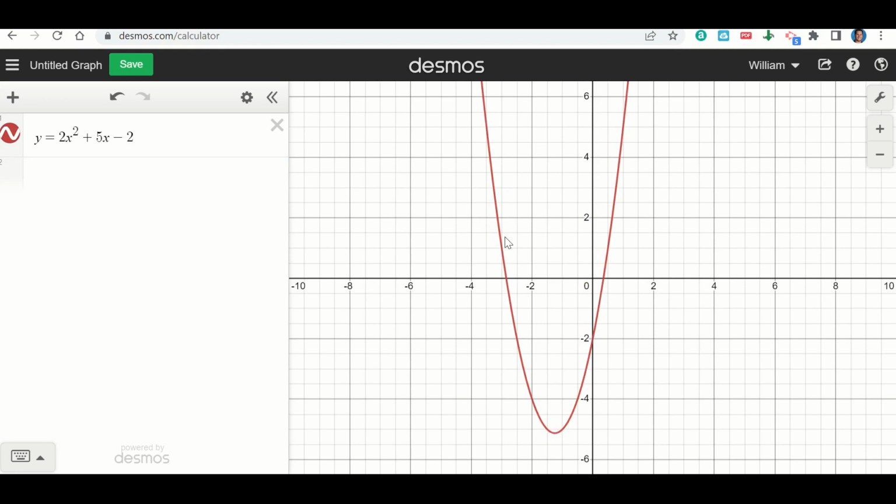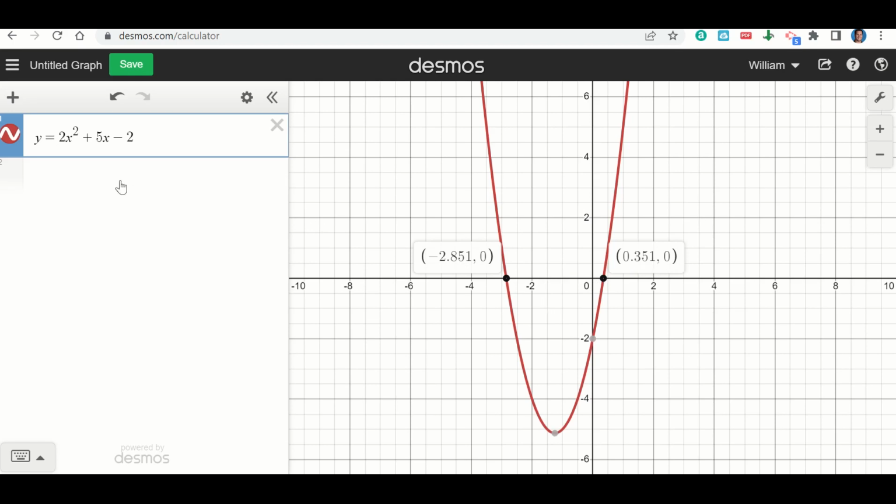Well, as we can see, we have our graph that pops up here. And there's two places where it crosses the x-axis. That represents the roots. So if I click on it, I'm going to find the x-coordinate, which is right here. And I can see that the root on this side is negative 2.851. And if I go to the other side, the root on this side is 0.351.